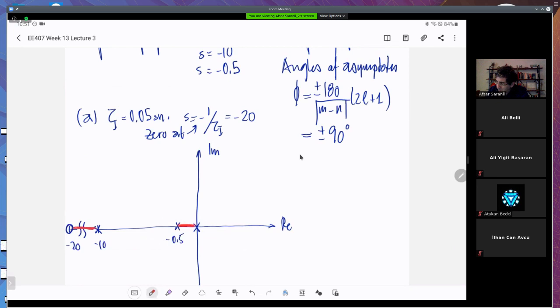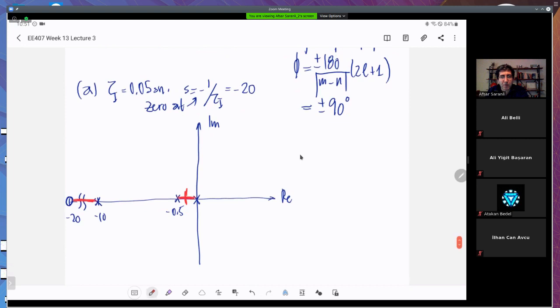So there will be a breakaway point over here, but where will the branches go? We will need to determine the centroid in this case. And the centroid is obviously a function of the value of the zero.